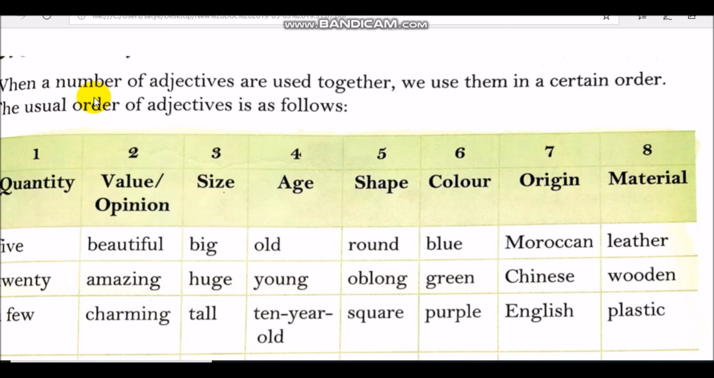फिर हम सेकेंड नंबर पे वैल्यू या फिर ओपिनियन लेंगे. ओपिनियन कुछ भी हो सकता है. It can be basically, short में कहें तो किसी चीज़ की क्वालिटी like beautiful, amazing, charming. Then on the third number we have to take the size: big, huge, tall. अगर हम कोई सेंटेंस लिखते हैं तो हमें इस टेबल को फॉलो करके लिखना होगा. ऐसा नहीं है पहले किसी चीज़ की साइज लिख दी, फिर शेप लिख दिया, फिर कलर. नहीं, पहले क्वांटिटी आएगी, फिर वैल्यू आएगी, फिर साइज आएगी, फिर एज आएगी.